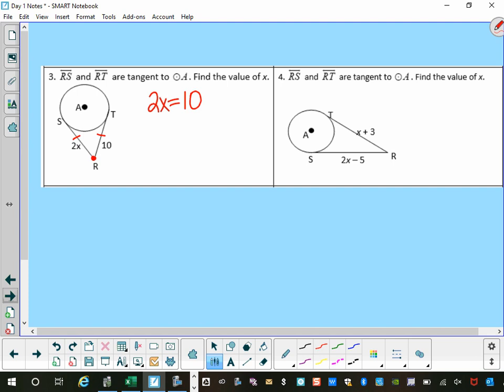I don't need to use decimals for this. We can just solve regularly. If I want to get x by itself, I'm going to divide by 2. So x equals 5.